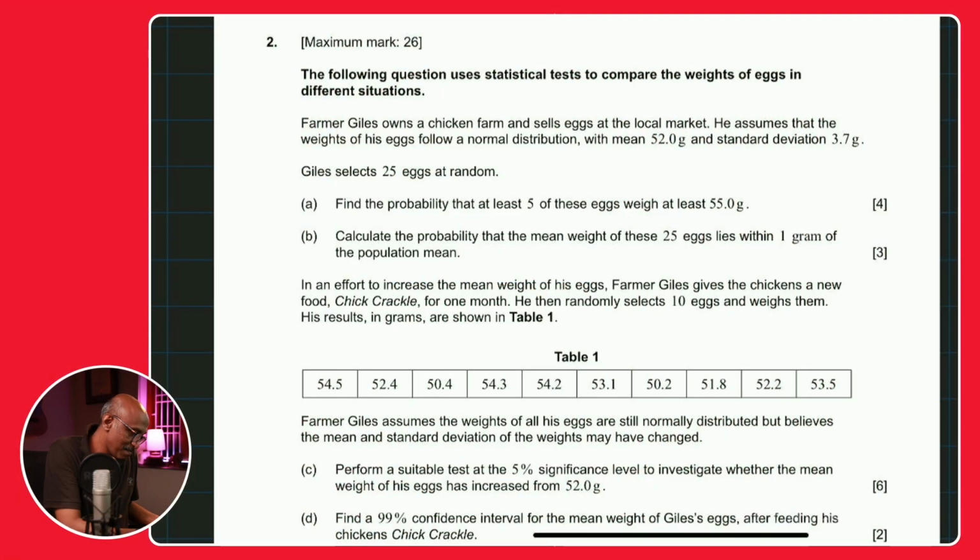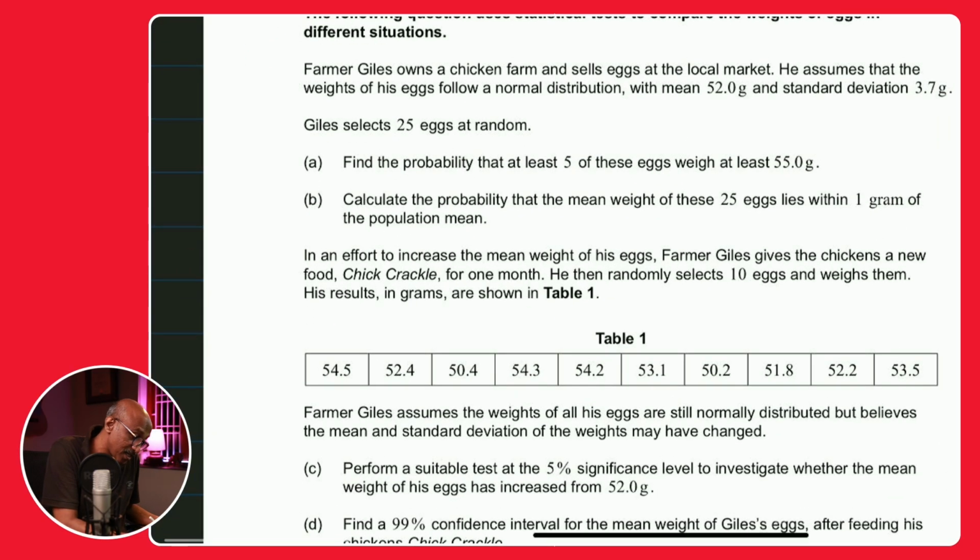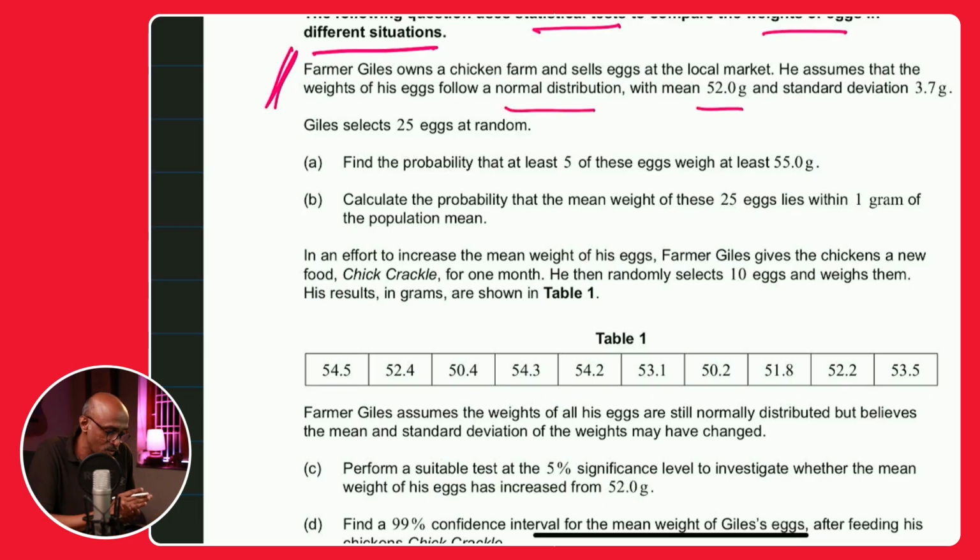Right, then this is question number 2, all right? The following question uses statistical tests to compare the weights of eggs in different situations. Hypothesis testing. Farmer Giles owns a chicken farm and sells eggs at the local market. He assumes that the weights of his eggs follow a normal distribution with a mean of 52.0 grams and a standard deviation of 3.7 grams.